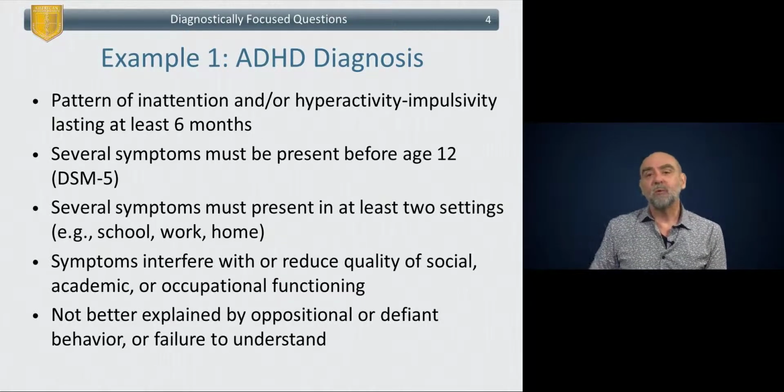Now, the symptoms interfere with or reduce quality of social, academic, or occupational functioning. Sure, kind of boilerplate. Not better explained by oppositional or defiant behavior. Interesting why they put that in there. The reason is because there's overlap, right? A lot of kids with ADHD, since they're having trouble controlling their behavior in a way that will be congruent with the expectations of a setting, their behavior is kind of oppositional or defiant, or in some way kind of not cooperative. So that must be distinguished.